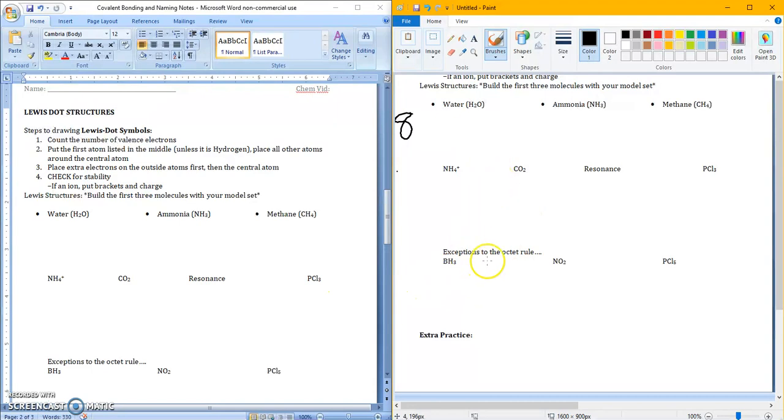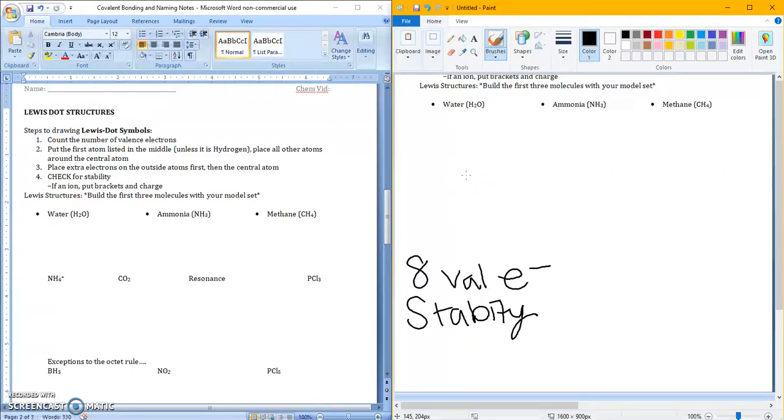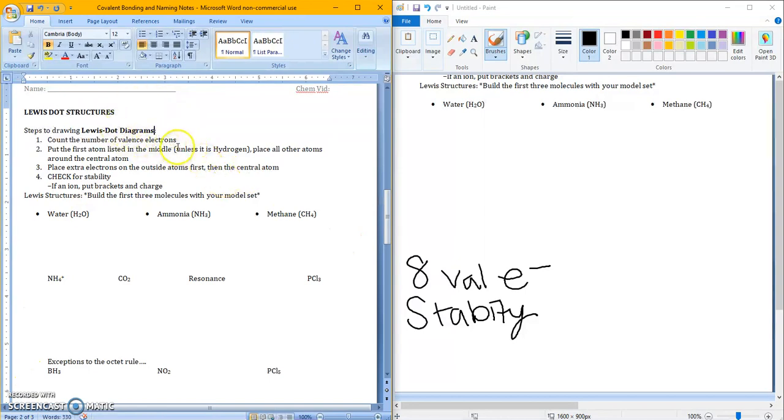So what I need to do is look at each individual atom and see how many valence electrons it has to bond with, because valence electrons are the only electrons that bond, and then I can see how they go together. Okay? So if you look over here, here are the steps to Lewis dot structures. We call them Lewis dot diagrams. Small change there.